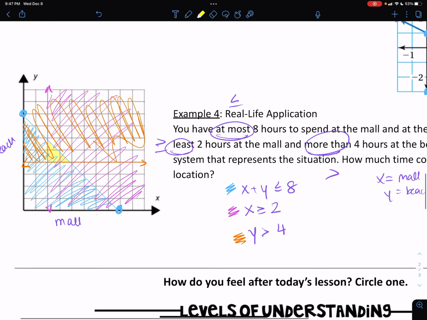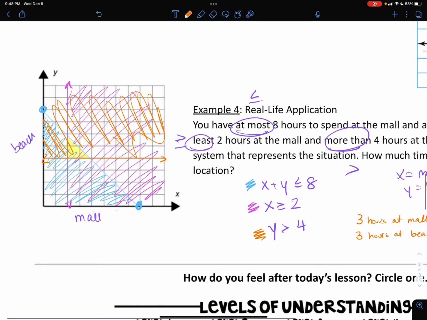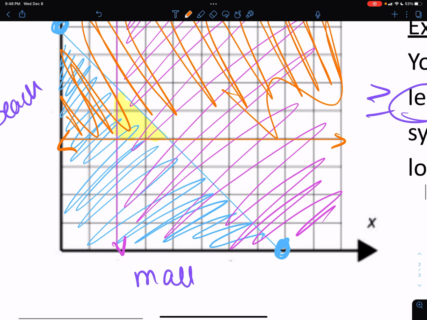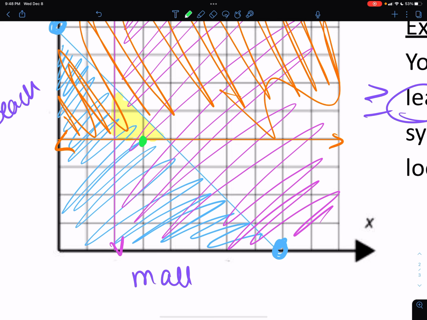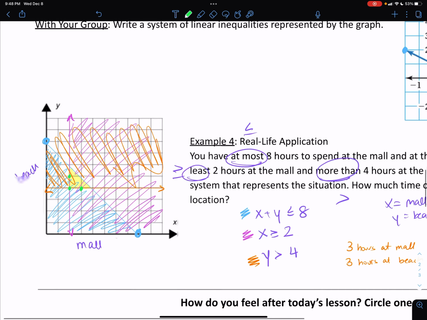For this example, there's actually a bunch of different possibilities. Right, 1, 2, 3. You can say like 3 hours at the mall. If you do 3 hours at the mall, you would have to do 3 hours at the beach. You could also say like 2 hours at the mall. So you could essentially choose any point that's within here. You could choose this point. Oh, let me choose a different color so it's easier to see. You could choose this point, this point, this point. It really doesn't matter.